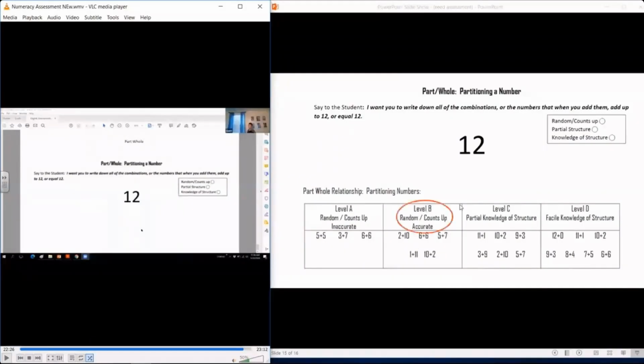It seems like this one, he's just doing more random, but this isn't that great to do over Zoom. But anyway, he would probably be a level B at this one. But if we were in person and he was writing them down, he might have been able to see the pattern and start using structure.